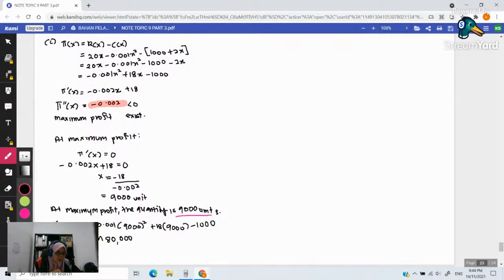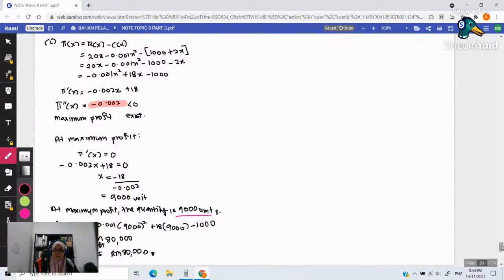Okay, so the maximum profit is, oops, we need to write the ringgit measure first and then followed by the value. So you can check here. The seller, or manufacturer, must produce or sell 9,000 units to maximize the profit. Oops, I missed it. The maximum profit is 80,000.